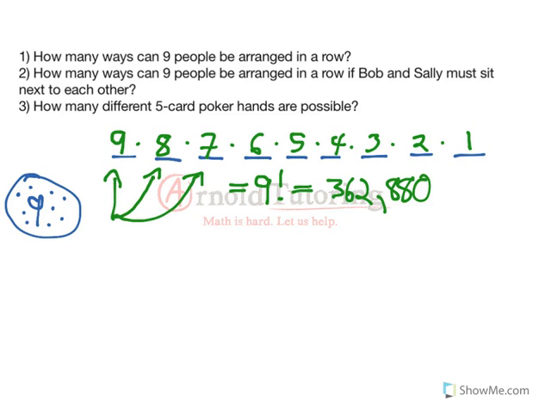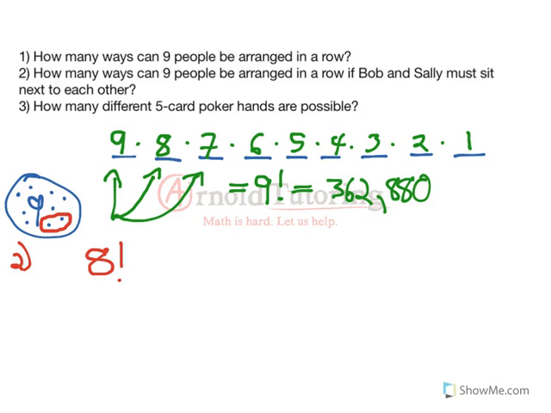Let's look at number 2. How many ways can 9 people be arranged in a row if Bob and Sally must sit next to each other? This is the same question, the same 9 people, except now let's imagine these 2 are Bob and Sally. They have to sit next to each other. So now we're really only arranging 8 different people because we want to think of them as one. They have to be together. So how many ways can you arrange 8 things in a row? It's 8 factorial. That's pretty easy.